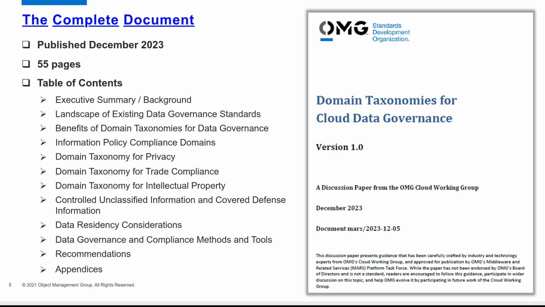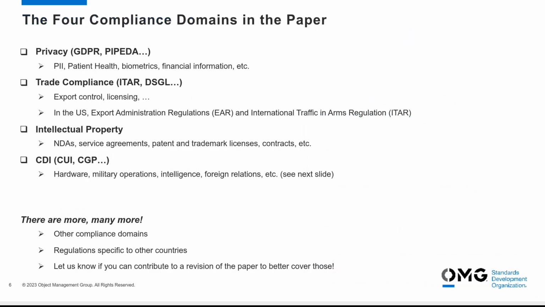Let's move forward to the next slide here. So we have four primary compliance domains discussed in the paper. We have privacy. A couple examples of that, as you see listed here, are the GDPR, or the General Data Protection Regulation, and the PIPEDA, which is the Personal Information Protection and Electronic Documents Act. The ITAR, that's the International Traffic in Arms Regulations. The DSGL is from Australia. That's the Defense and Strategic Goods List.